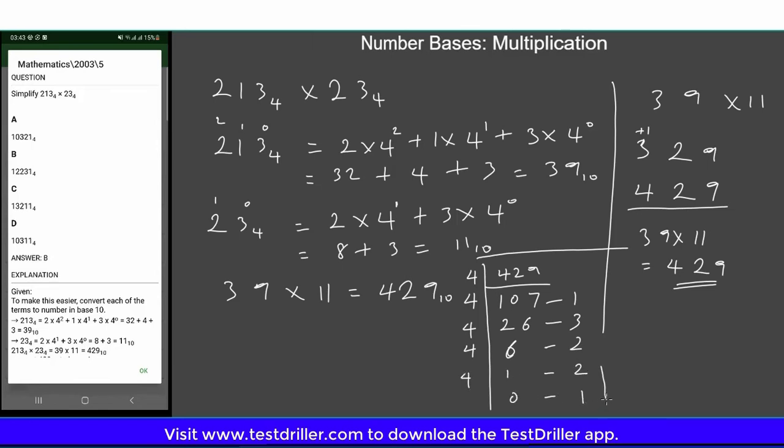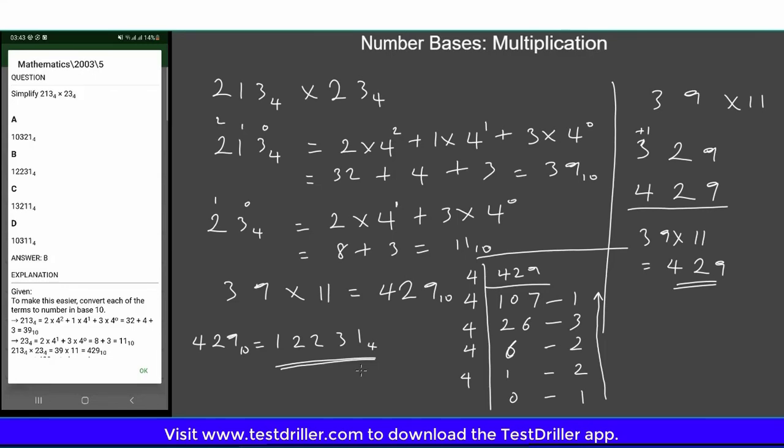So you go this way and you take those numbers. So it means 429 in base 10 is equal to 1, 2, 2, 3, 1 in base 4. So this is the answer. So let's check what the correct option is. If you take a look at this closely, you'll see that option B is exactly what we got, which is 1, 2, 2, 3, 1 in this form.